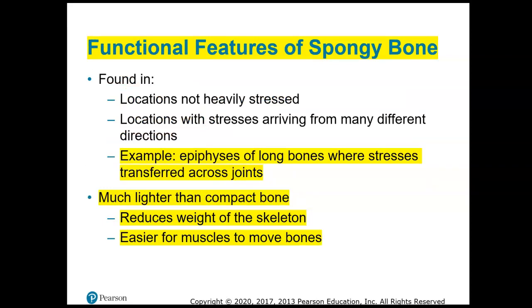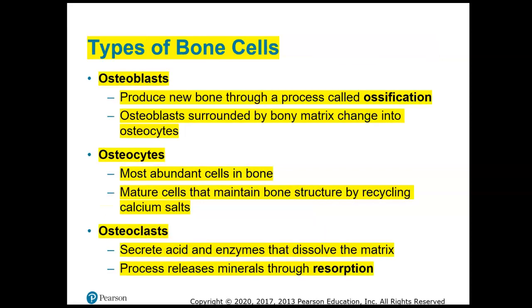All right, just to review, we find spongy bone in the epiphyses of long bones. The spongy bone is much lighter than compact bone, so it reduces the overall weight of the skeleton, and that makes it easier for our muscles to move our skeleton. It would be a lot more difficult if all of our bone tissue was compact bone. We'd be so heavy that moving would be a lot harder.